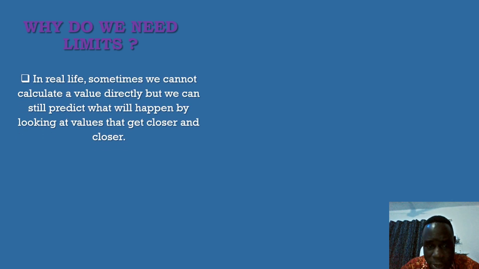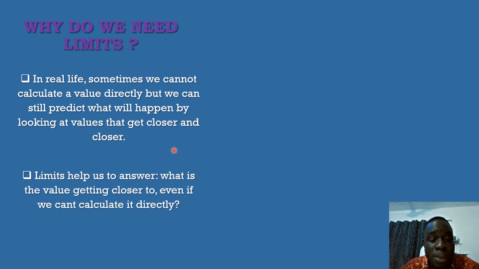Now, why do we need to learn limits? In real life situations, sometimes we cannot calculate a value directly, but we can still predict what will happen by looking at the values that get closer and closer. Limits also help us to answer the question: what is the value getting closer to if we can't calculate it directly?